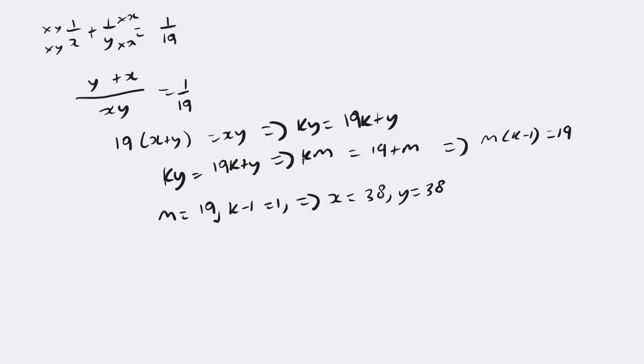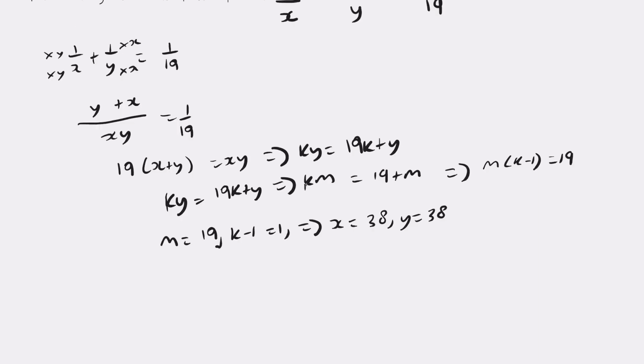Now, if m equals minus 19, k minus 1 would have to equal minus 1 in order for minus 19 times minus 1 to equal 19. So here, x equals 0 and y would be 0 as well in that solution. But that wouldn't work because 1 over 0 is infinite and that wouldn't be a potential solution.